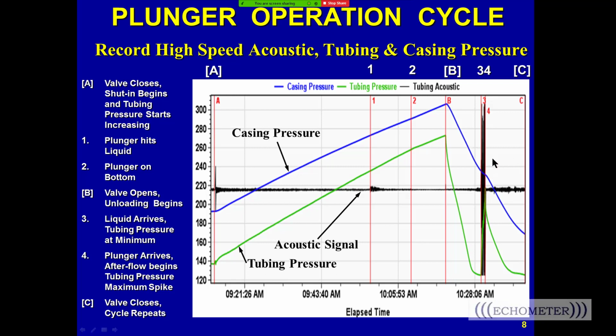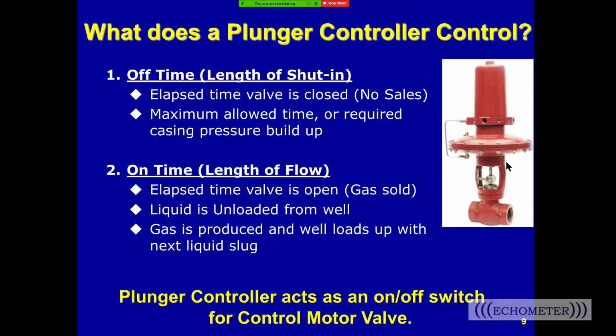And then this piece right here is the afterflow. Once the plunger rises to the surface, the plunger is held at the surface, and the well continues to flow. Now, this is the motor valve, and it's controlled by the computer, the controller on the well. So it's really the on and off switch for the well for a conventional plunger. And when the controller says shut, then this valve closes and no more flow goes down the sales line.